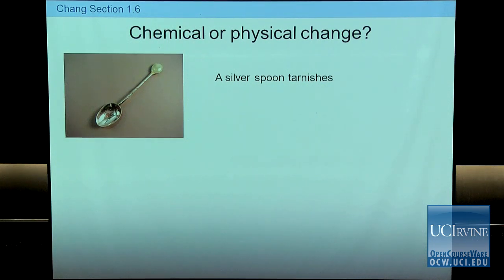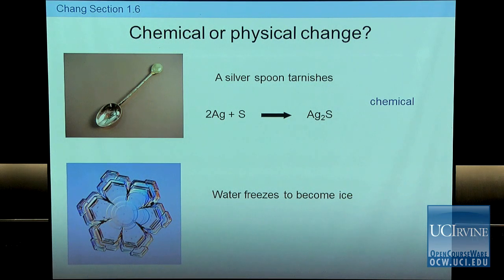What happens if a silver spoon tarnishes? Is that a physical change or a chemical change? Who says physical? Who says chemical? Yeah, chemical. It is a chemical change because basically it is the reaction of silver, which is the spoon, with sulfur to form a new compound, a new chemical on the surface, which is this silver sulfide. Water freezes to become ice. What is that? That is physical. Okay? The water molecule itself doesn't change. It stays water. It just organizes itself differently and goes from a liquid phase to a solid phase.